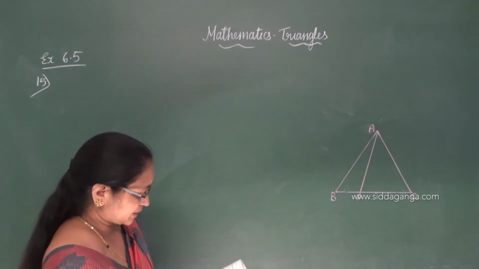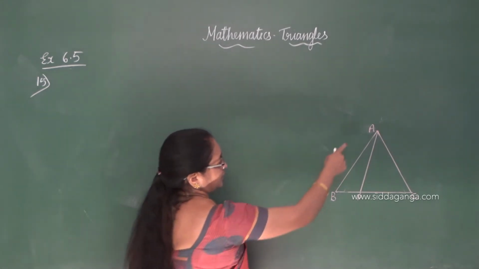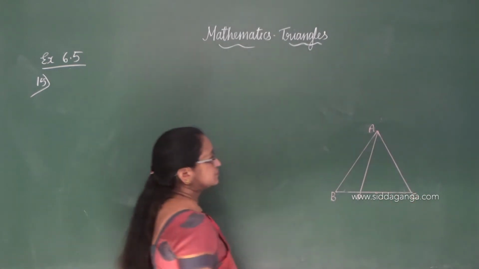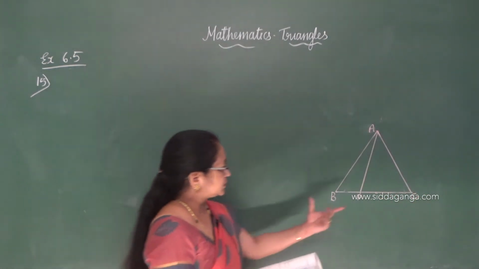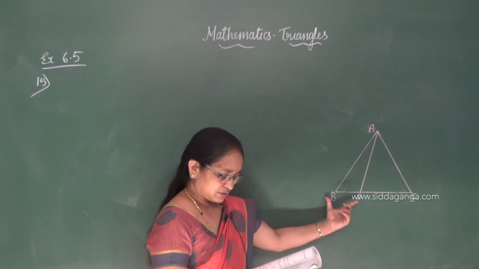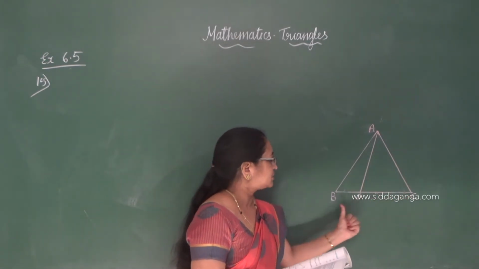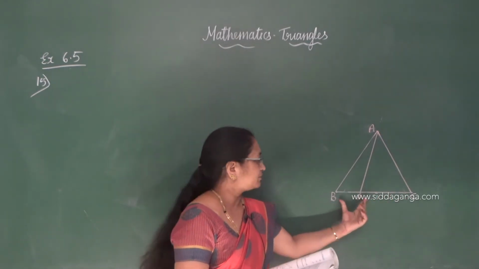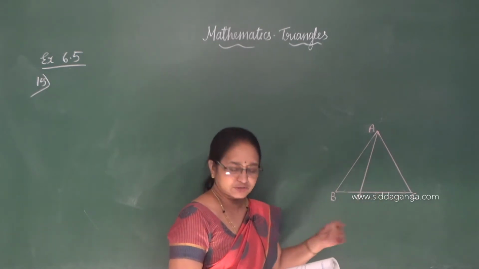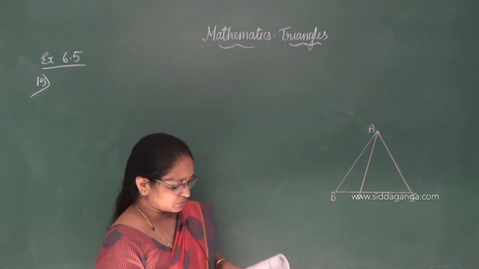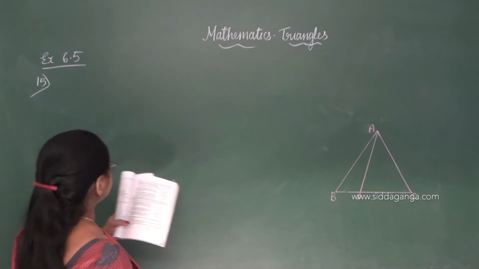Okay. Again we have an equilateral triangle ABC, and here what they have given, BD is equal to 1 by 3rd of BC. So 1 by 3rd of BC. Understood? Next you have to prove that 9AD square.